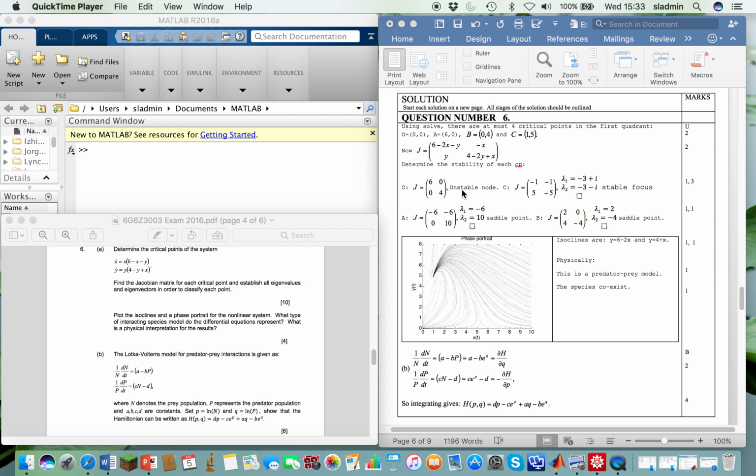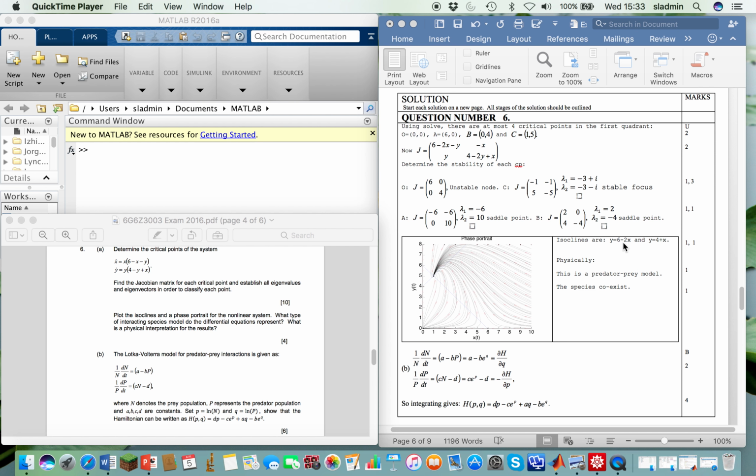And now we need to substitute these values for O, A, B, and C into here to determine the stability of the critical points. You can see that you substitute x and y are both 0. Then here are the eigenvalues, 6 and 4, so this is an unstable node. We do the same for A, B, and C. And we get 2 saddle points, and the critical point C here is a stable focus.